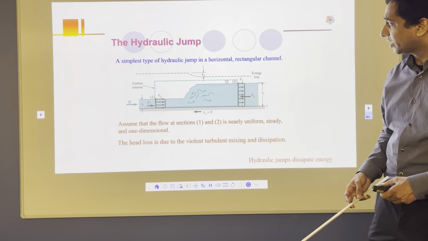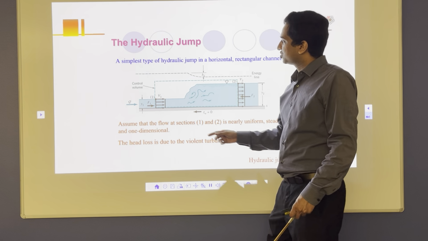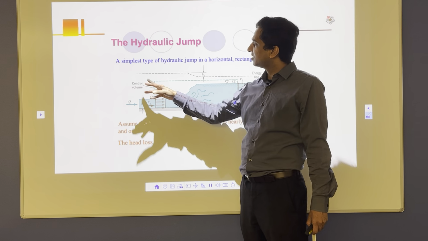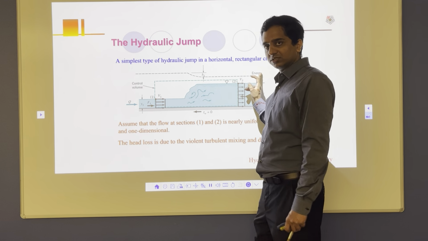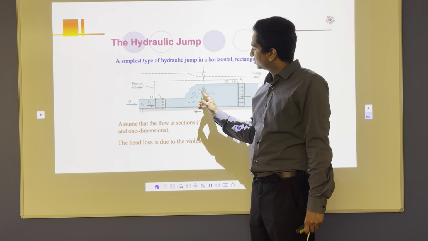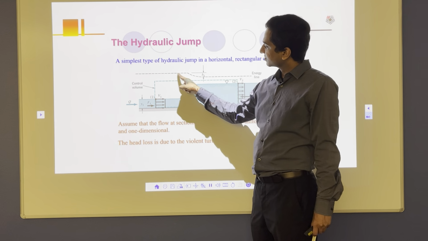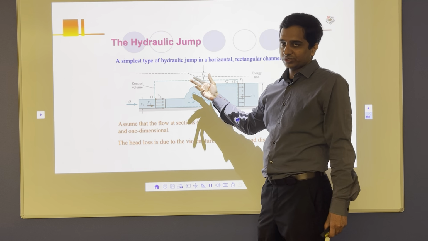Here, what happens in this jump is you lose energy. So you have this energy line here that we learned in chapter 3. In general, this energy line should stay constant, but as you are going to lose some energy, you are going to lose some head loss, some head here. That's the change in energy, or just the total loss.